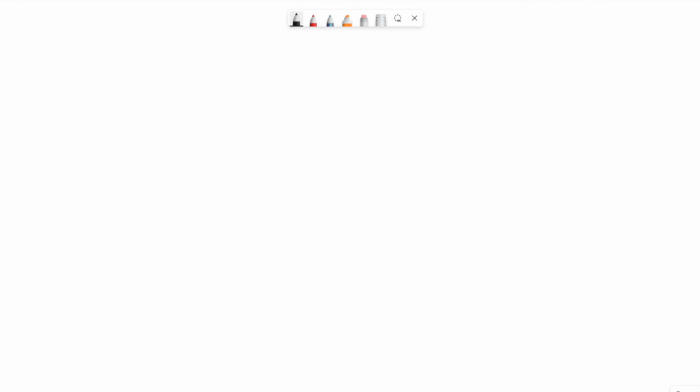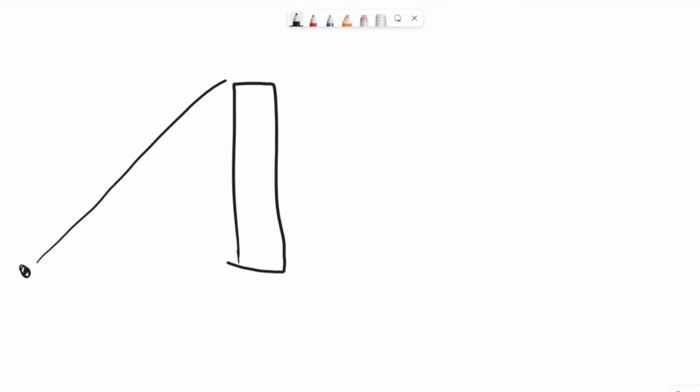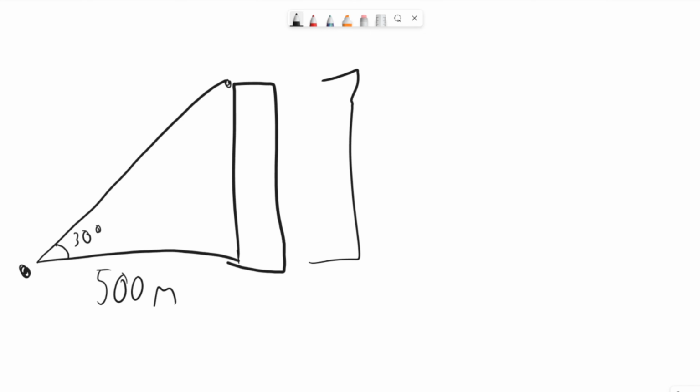Now, why is this useful? Let's say I have a tower and I am standing down here, and I know that looking to the top of the tower from where I stand is about a 30-degree angle, and I know I'm about 500 meters away from the tower. Now, if I wanted to know the height of the tower, I'd have to use trigonometry, but how do I know which function, which trigonometric ratio to use in this example?